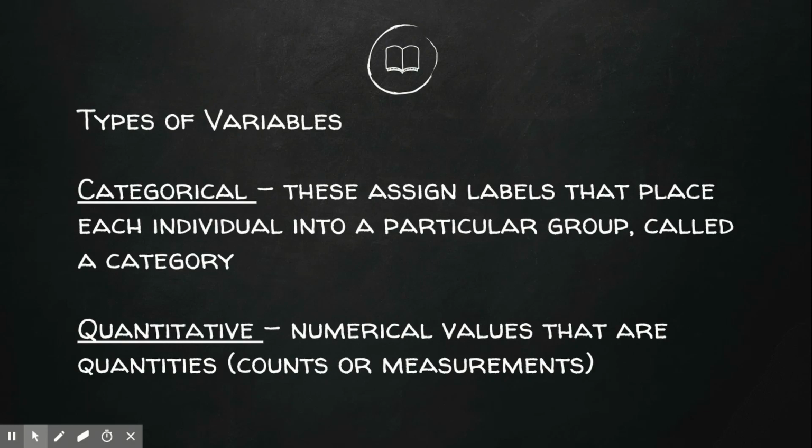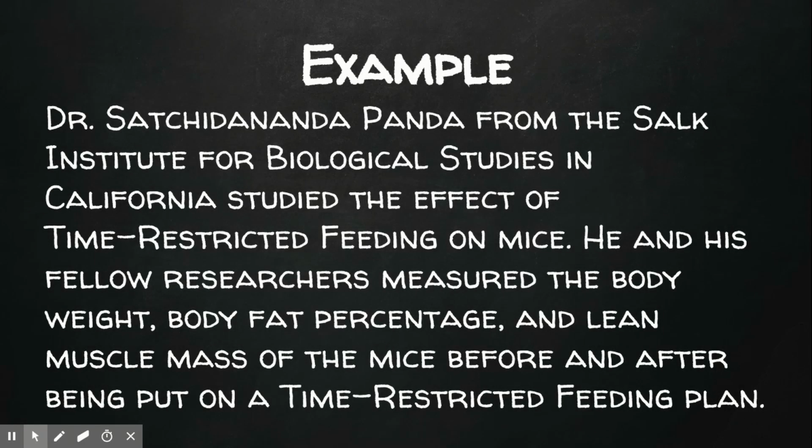To help us understand this, I want to go ahead and look at a couple of example studies and discuss what the variables are, if they are quantitative or categorical. So this first one here, we have Dr. Sachindananda, I think I pronounced that right, Panda from the Salk Institute for Biological Studies in California. He studied the effects of time-restricted feeding on mice. He and his fellow researchers measured the body weight, body fat percentage, and lean muscle mass of the mice before and after being put on a time-restricted feeding plan.